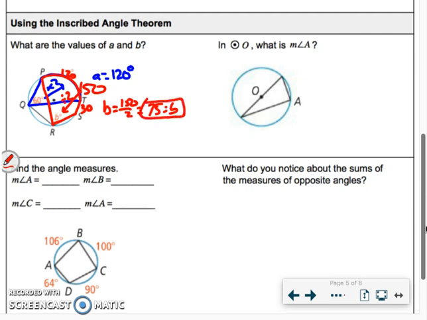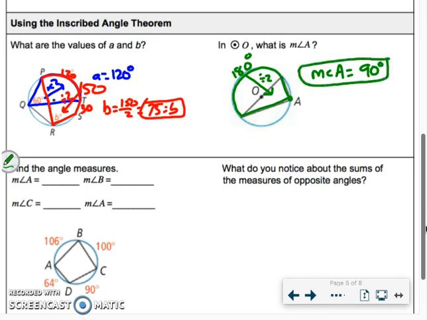Okay. In this one, they want to know what is the measure of angle A. Well, angle A is here. It is cutting off an entire semicircle. And if you remember, semicircles have 180 degrees. So if I need to go from outside to the inside, I'm going to divide by 2. So the measure of angle A is half of 180, which is 90. Okay.